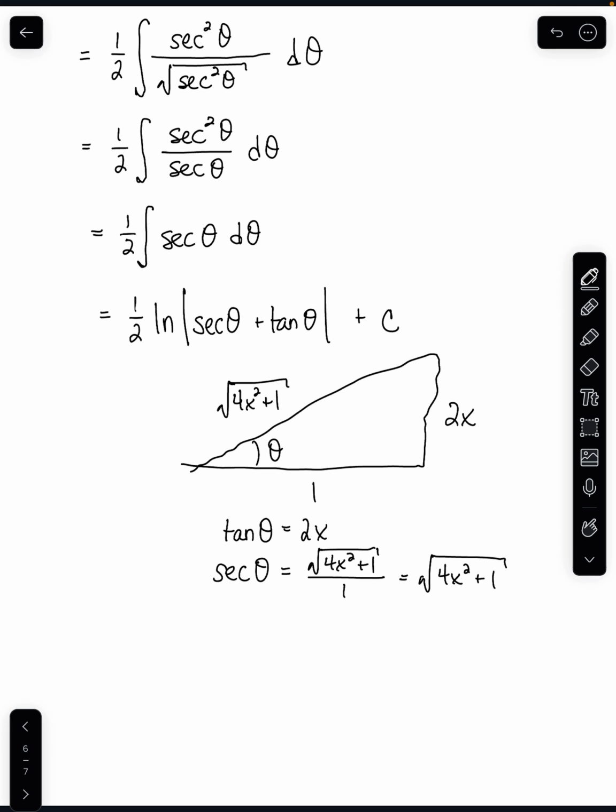Thus, the integral, or the antiderivative, can be rewritten as 1/2 times the natural log of the square root of 4x squared plus 1 plus 2x plus c, which, as always, can be verified through differentiation, which will not be the easiest thing to show, but it can be done if you take the time to do so.